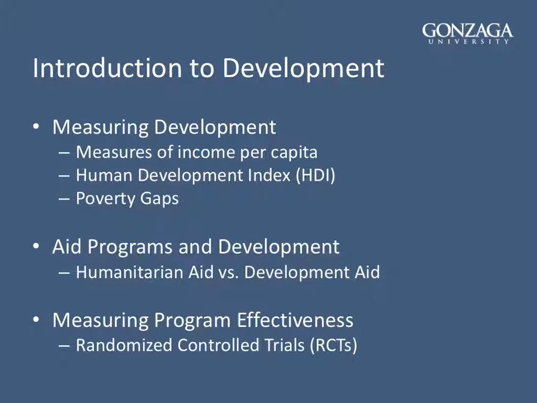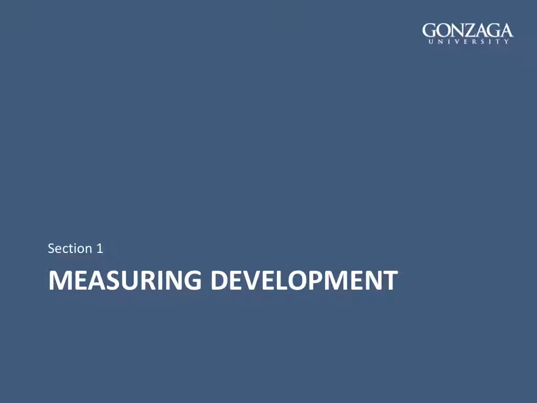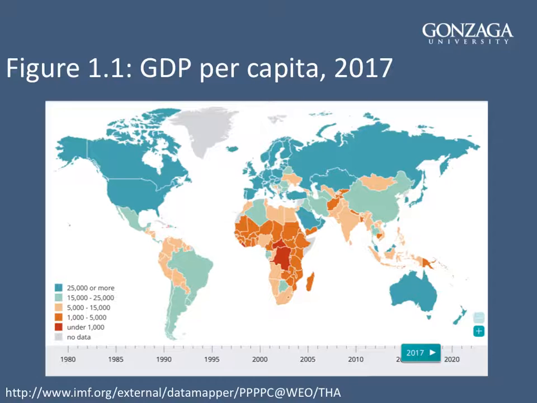So again, a quick reminder, what this chapter really focused on was three things. One, we talked about measuring development, aid programs and development, and then measuring program effectiveness. We're largely going to focus on these two right now and look at some of the data and figures behind it. So in the first section, measuring development. So on the slides, this graph's active.